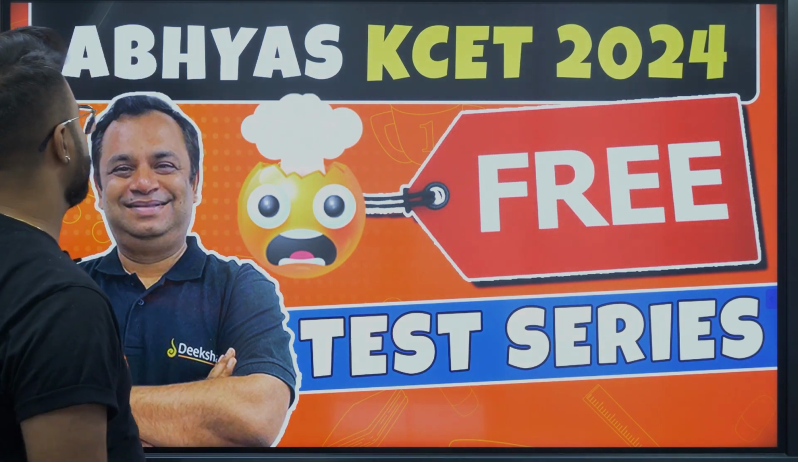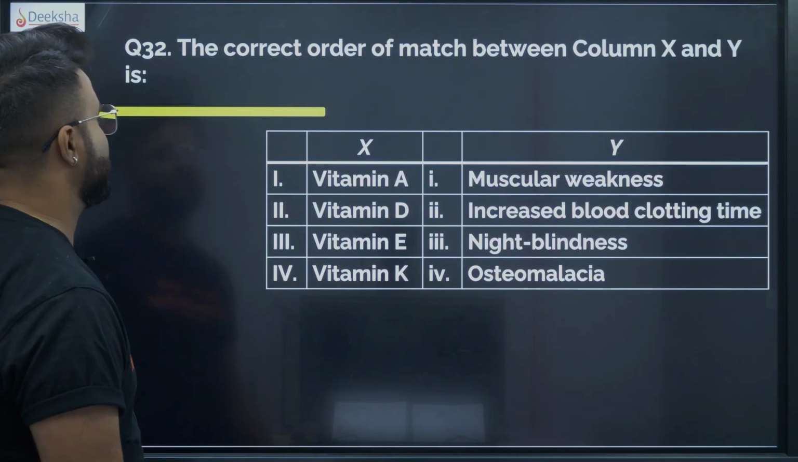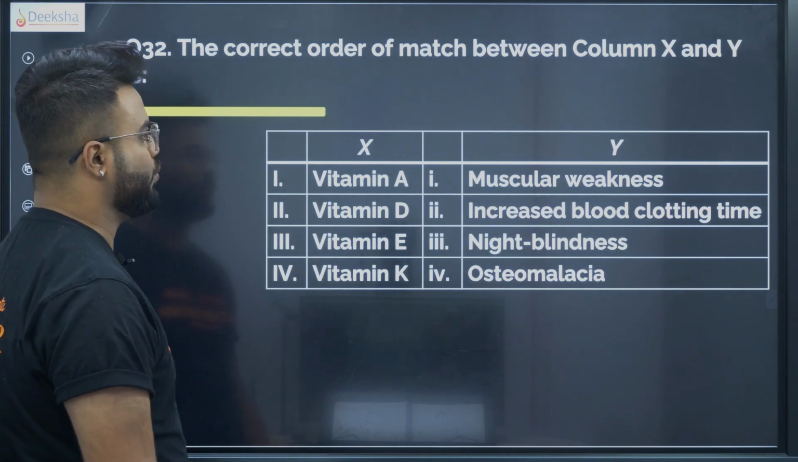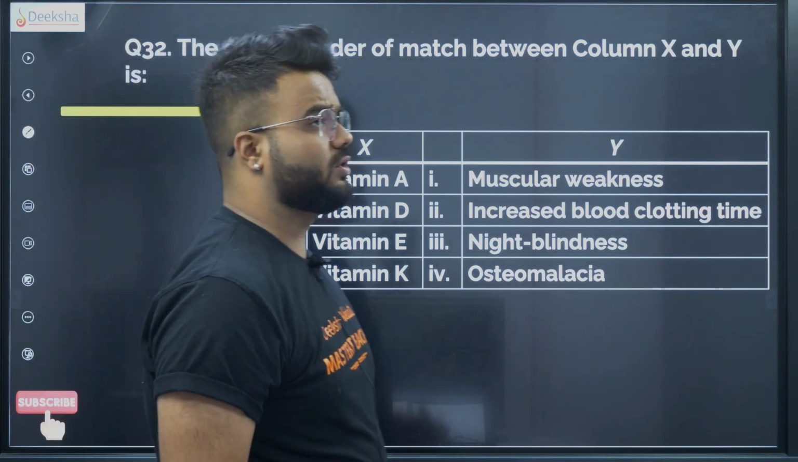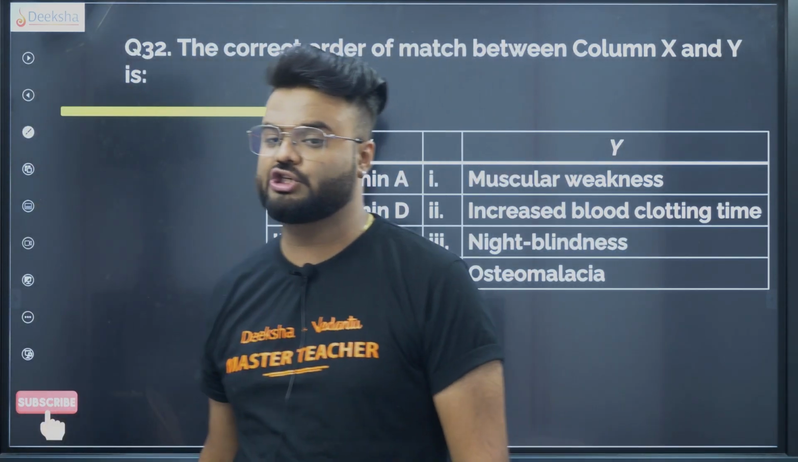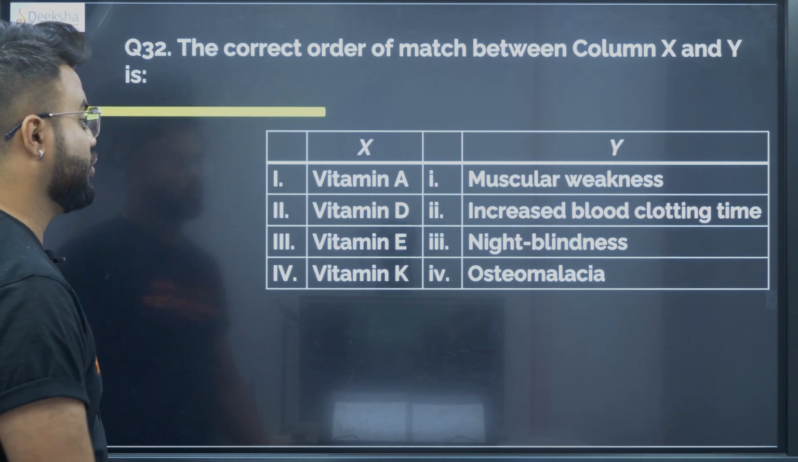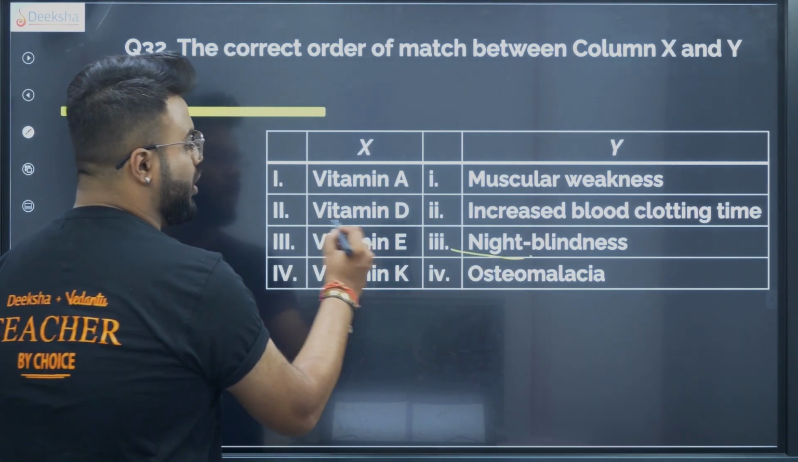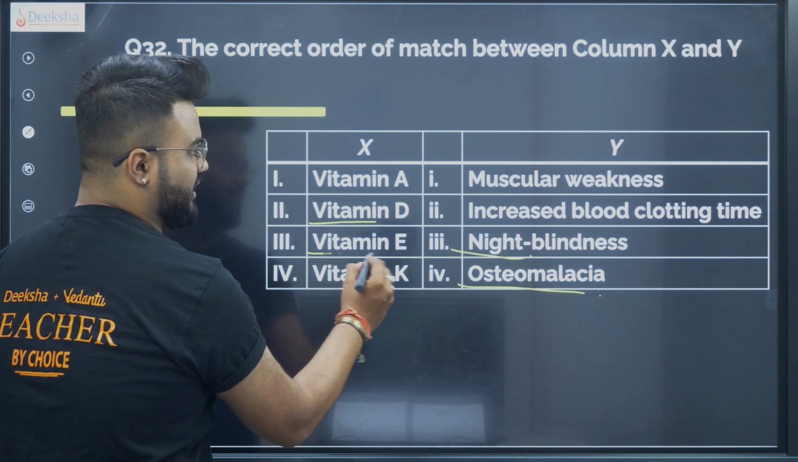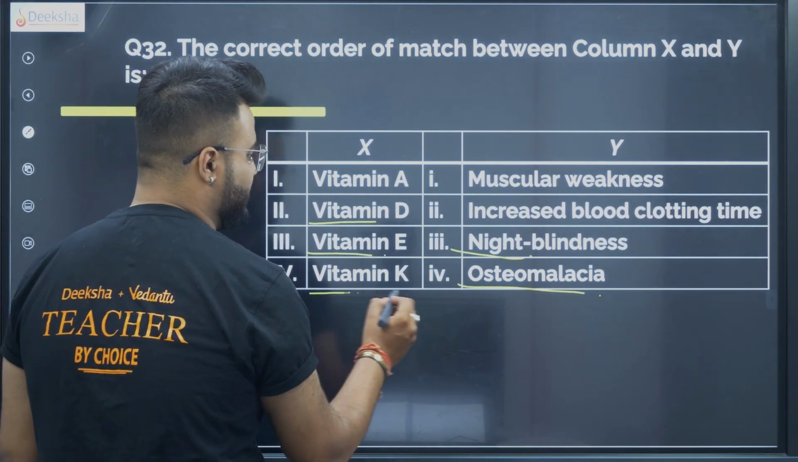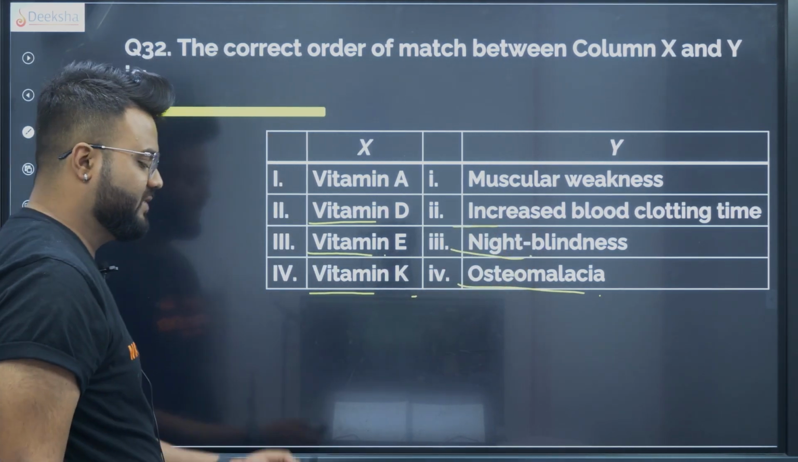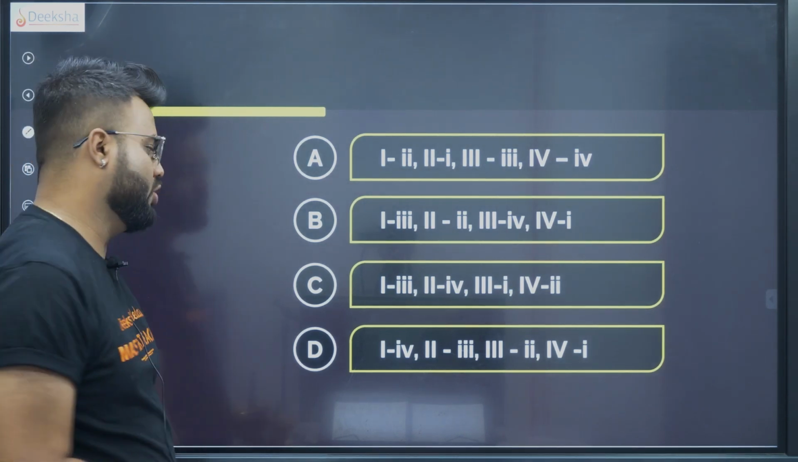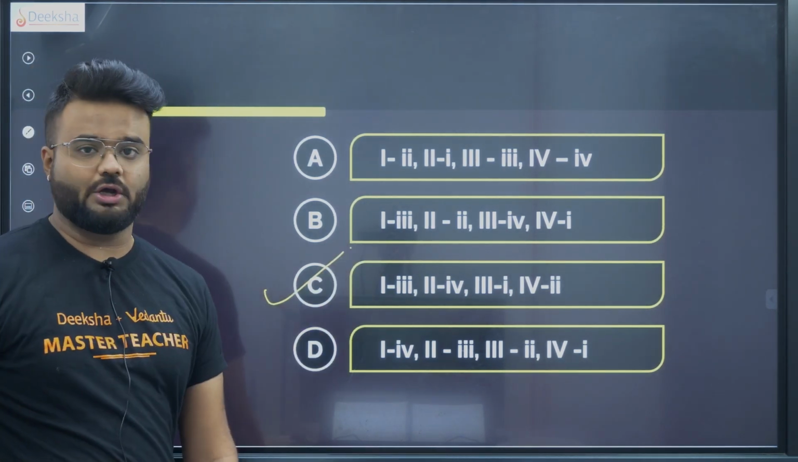Now coming back to question number 32, the correct order of match between column X and Y. This is your biomolecule question: vitamin A is night blindness, vitamin D is osteomalacia, vitamin E is muscular weakness, and vitamin K is increased blood clotting time. So this is very easy. Your correct option will be option C.